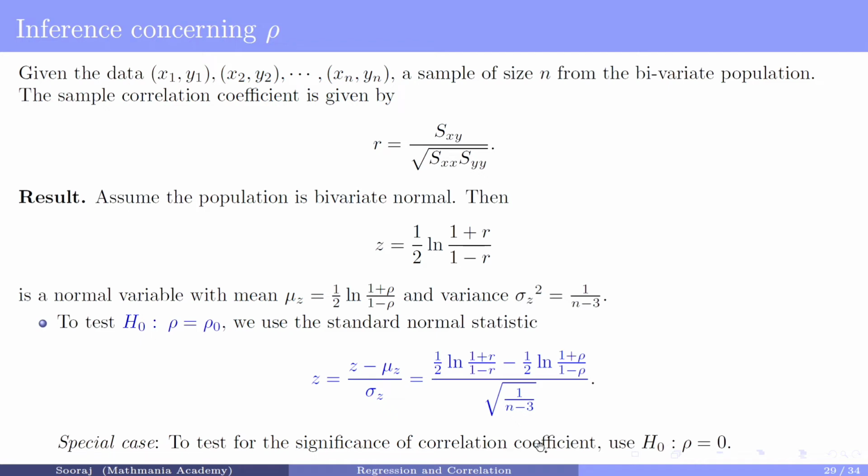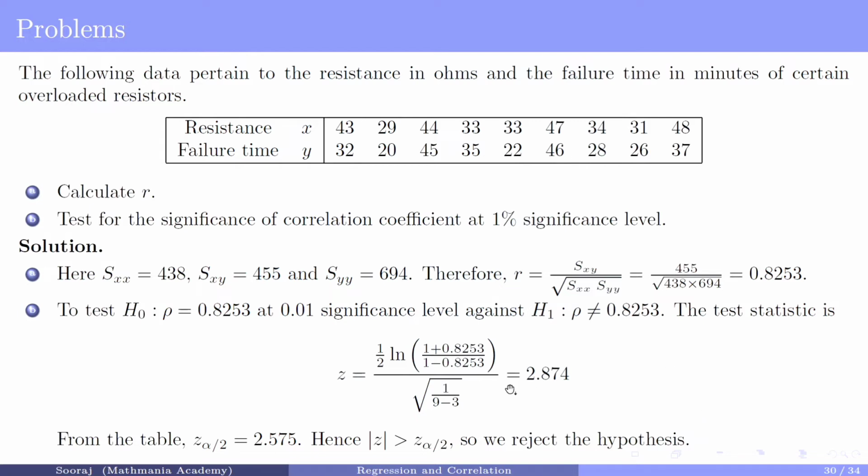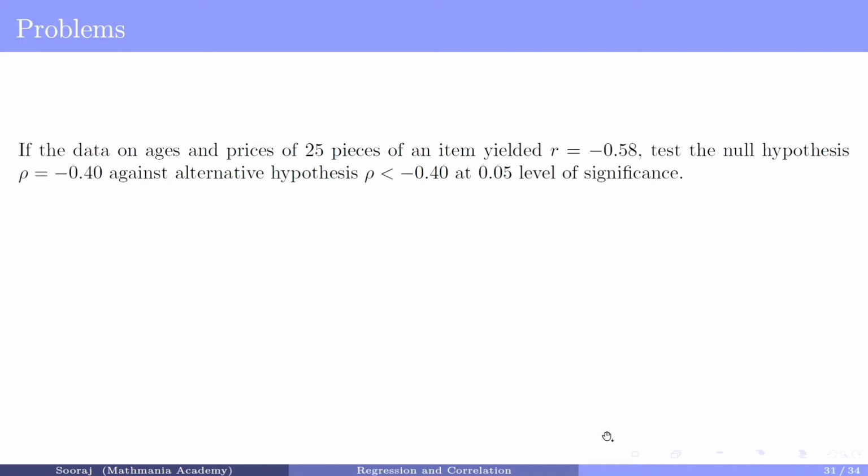In that case we let rho be equal to 0. Actually, there are some typos here. We let rho be equal to 0 against this alternative. We substitute the r value into it, do the remaining calculation, and get z equal to this value. For this level of significance, we read the value from the table and compare z with z alpha upon 2. It is in the rejection region, so we reject the null hypothesis that it is not significant.